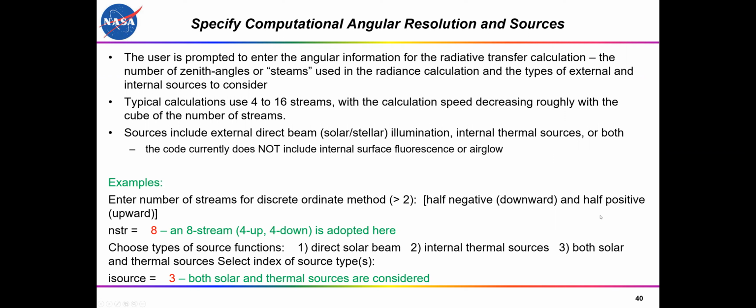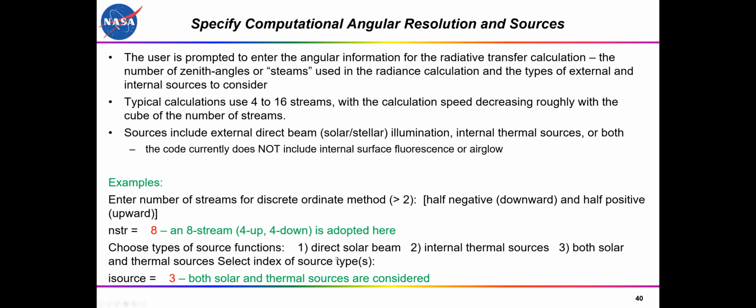So for example, typical values: 8 streams is kind of the most typical value of all the SMART runs. Like the 98th percentile have been done with 8 streams, 4 up and 4 down. And that's good enough for fluxes by any stretch of the imagination, but you might want a finer resolution if you're defining radiances and you want to know what the Martian sky looks like right at sunset, for example. You can use a lot more streams for that.